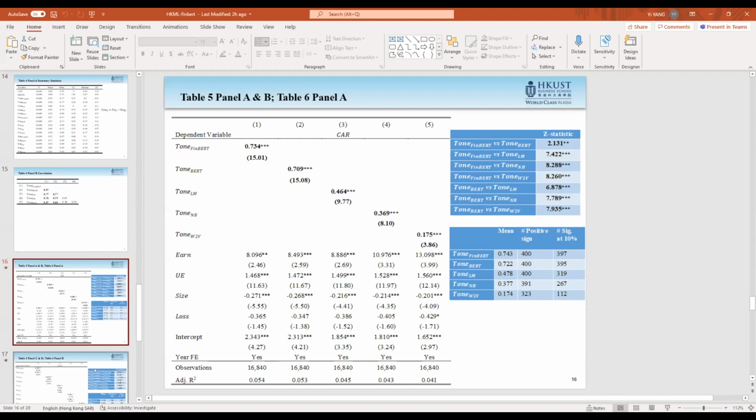Okay, so this table shows you the predictive power of different tone measures on the dependent variable CAR, the abnormal return, where we control for earnings, a lot of market numbers, and also firm fundamentals. If you look at the numbers here, you can see that all five tone measures are statistically significantly correlated with the CAR, meaning that all of those tone measures can somehow predict the abnormal return. But which one is better?